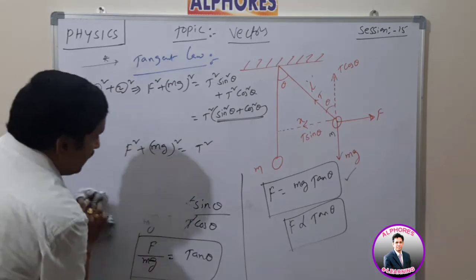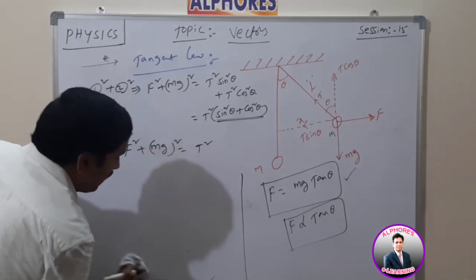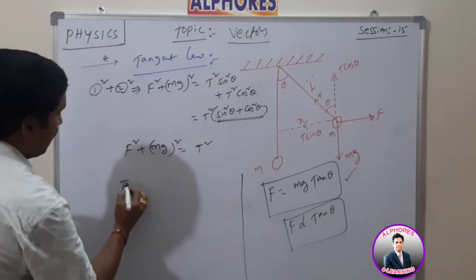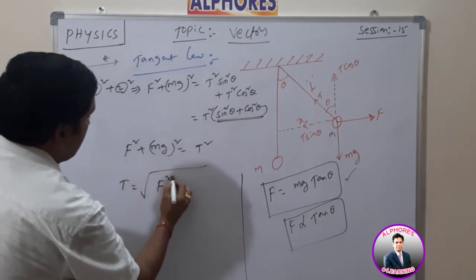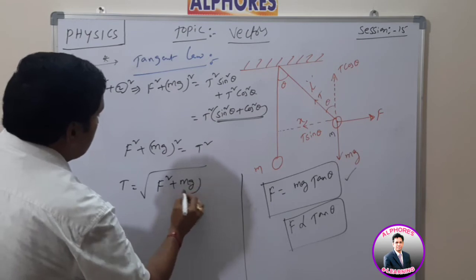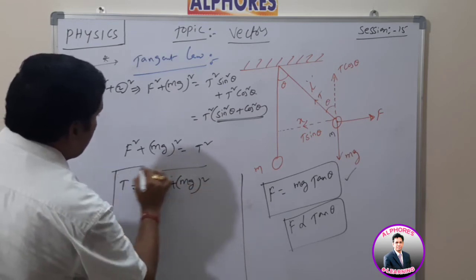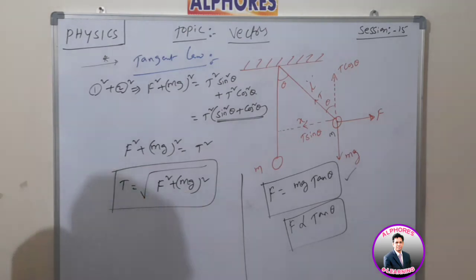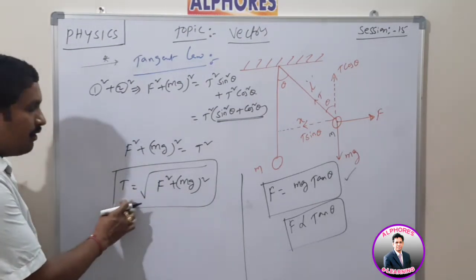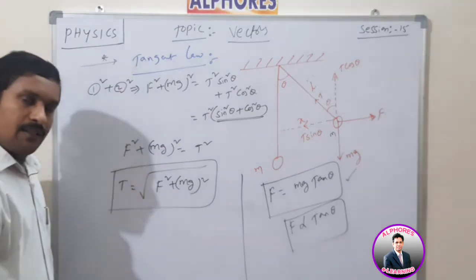So by taking this equation, what is the tension developed in the string in this case? Tension developed, T, is equal to under root of F square plus mg whole square. That means if you know the external horizontal force and the weight of the particle, then you get the tension developed in the string. T is equal to root of F square plus mg whole square, right?